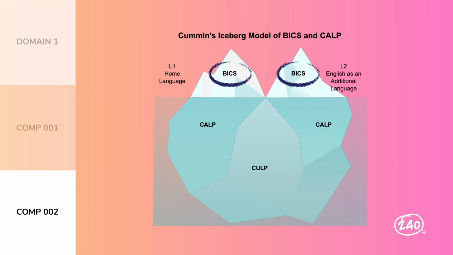BICS are more visible, like the tip of the iceberg. They're seen every day in routine interactions with friends and family. CALP is more under the surface. It is required for specialized situations, like formal school settings. The iceberg becomes even more complex when CULP is factored in. CULP stands for Common Underlying Language Proficiency, and this dual iceberg indicates that L1 knowledge can support the acquisition of L2. We have a video all about this in the study guide.